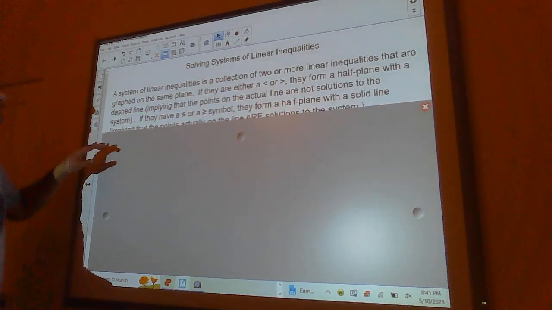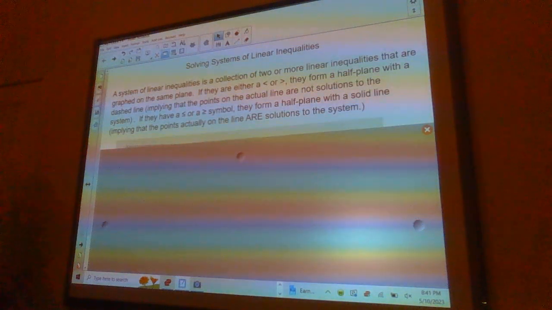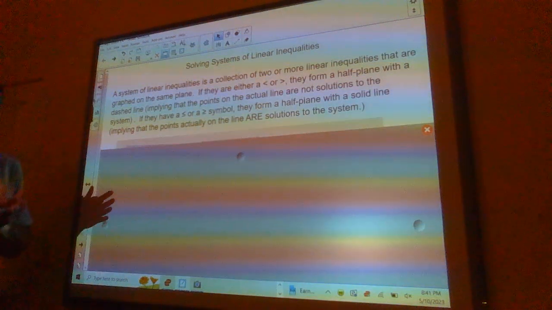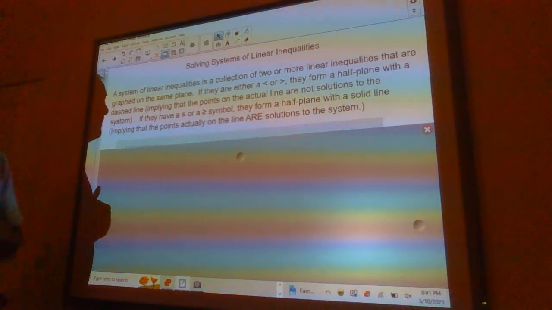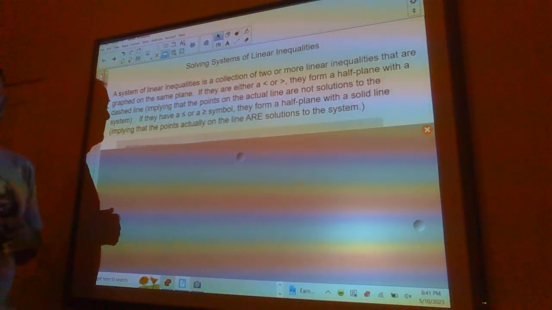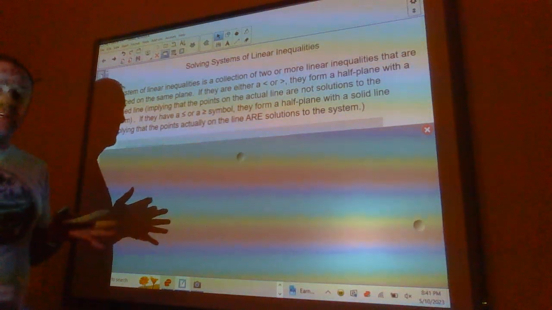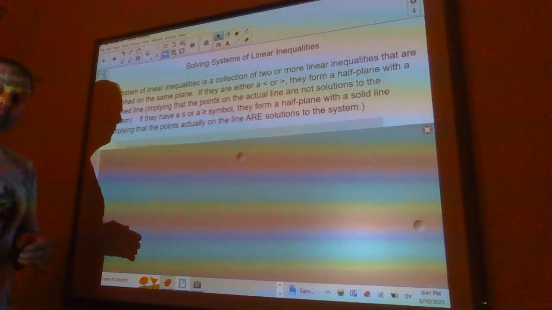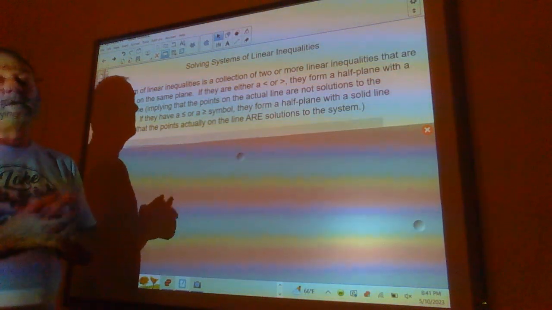A system of linear inequalities is a collection of two or more linear inequalities that are graphed on the same plane. If the lines have a less than or greater than sign, they form a half plane with a dashed line. When you have a dashed line, that means the points on the actual line are not solutions to the system, but everything right up against it is.